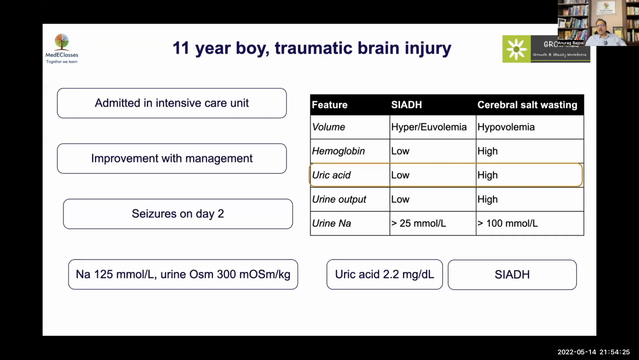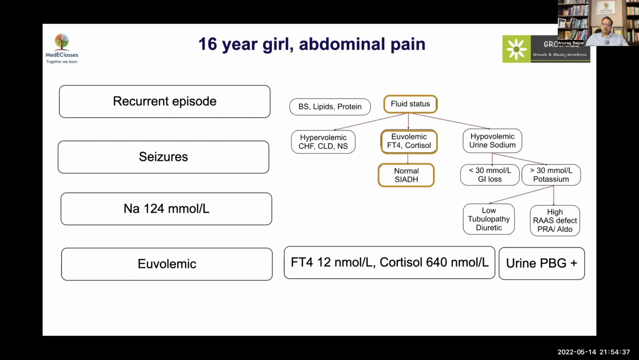So I would say uric acid is a very, very useful test in anybody who has a neurosurgical or a CNS related hyponatremia to distinguish between SIADH and salt wasting. This again is a case which we highlighted. A 16-year-old girl with abdominal pain, diagnosed with SIADH, but very importantly, you have to look at the cause, what caused SIADH, and that turned out to be porphyria. So you have to go beyond just making the diagnosis.